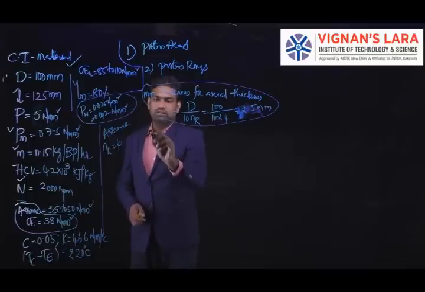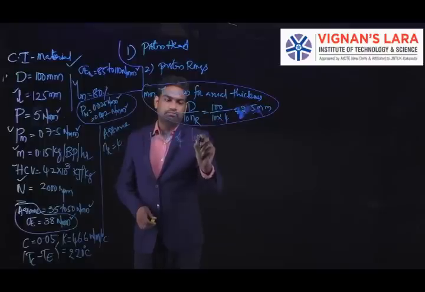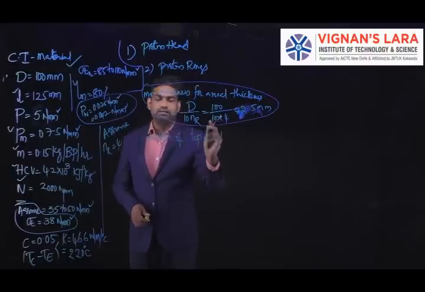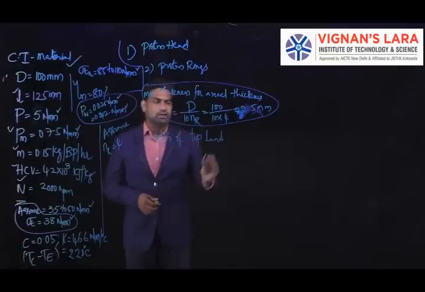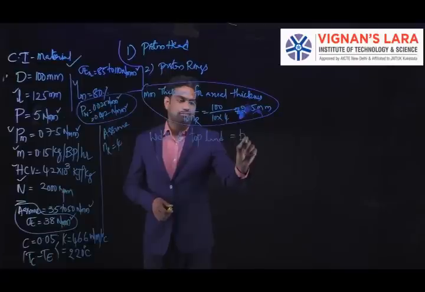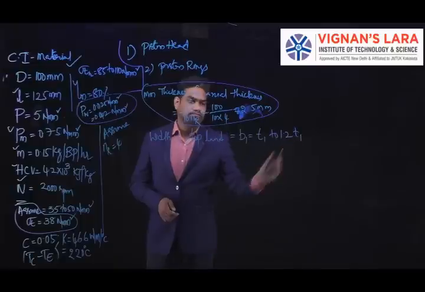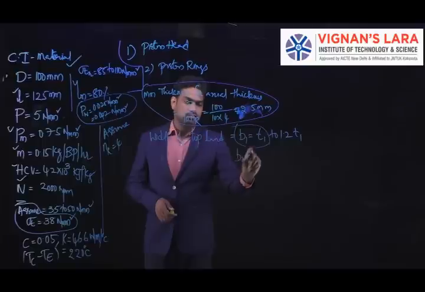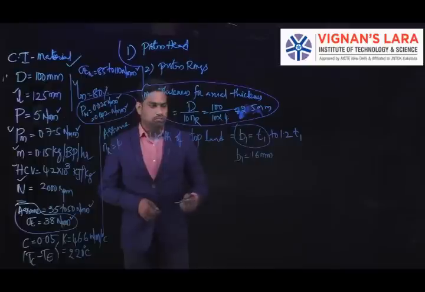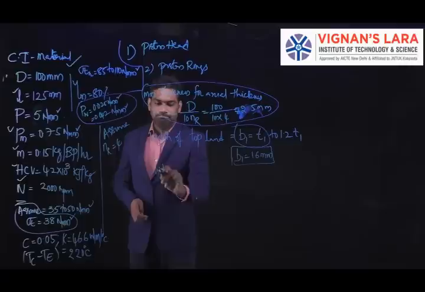After that, we can calculate the top land width. The top land width, as well as the width between the other ring grooves, that is the other ring lands, can also be calculated using proportions. B1 is given by T1 to 1.2 T1. Here I am taking B1 equal to T1, so B1 is 16 mm. The thickness of the piston head is also 16 mm. I am taking the same values for the width of the head and the width of the other ringlet.